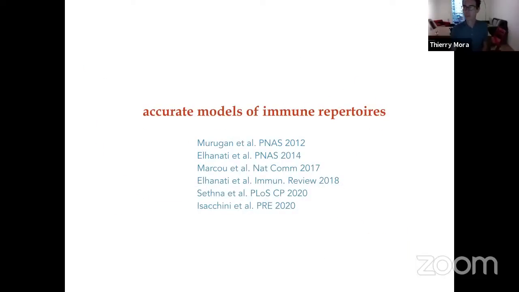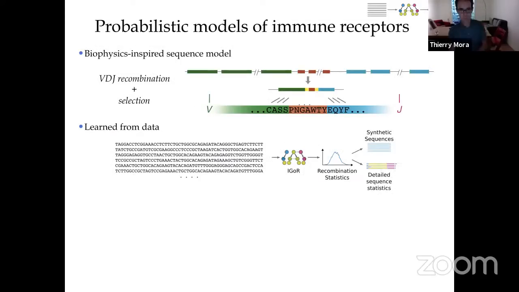So what do we mean by chance? For that, I need to tell you what distribution the receptors are drawn from, right? And for that, I can actually use the data and also some biophysical knowledge we have about how the sequences are generated. They're generated by a process of DNA editing called VDJ recombination. And so from the sequencing data we have, we can actually learn the probability distribution over those sequences in the form of this VDJ recombination plus selection.